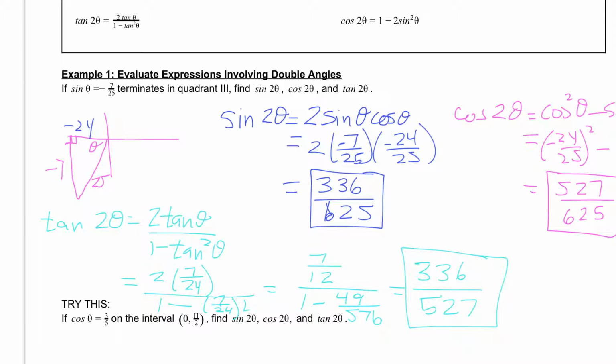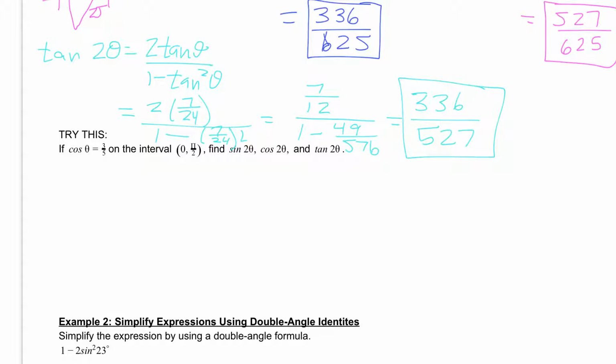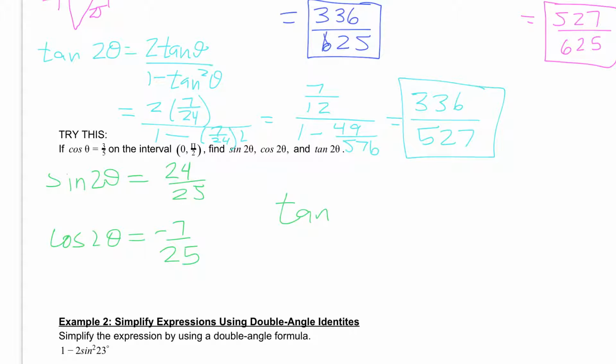Next, I'd like you to do the try this. So go ahead and pause the video and unpause it when you're ready to check your answer. If you did the try this correctly, you should get the sine of 2 theta to be 24 over 25. The cosine of 2 theta is negative 7 over 25. And the tangent of 2 theta is negative 24 over 7. If you have questions, let me know.